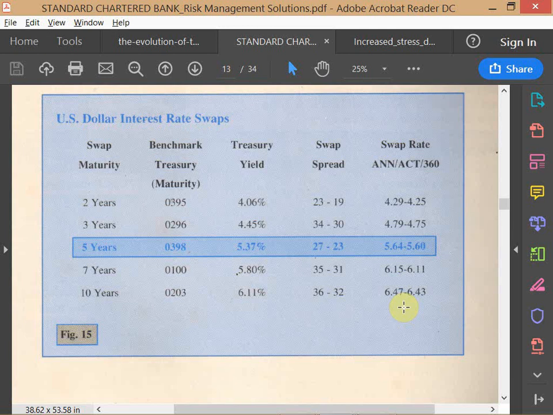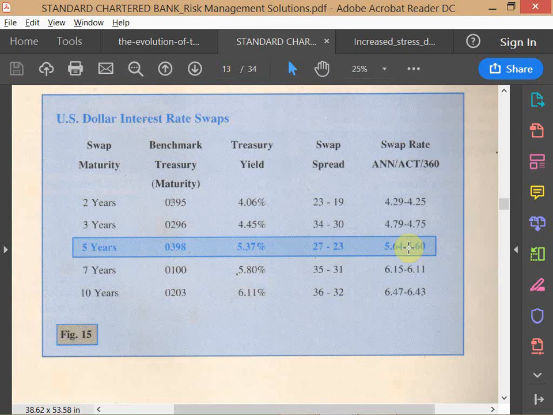So when you see these IRS rates being displayed in the market, what it's telling you is that if you want to enter into an interest rate swap for, let's say, 5 years, you can do that at approximately, let's take the mid price, 5.62%. You can swap 5.62% with 3-month LIBOR. So it's clear to everyone, this is what the IRS curve is telling you.